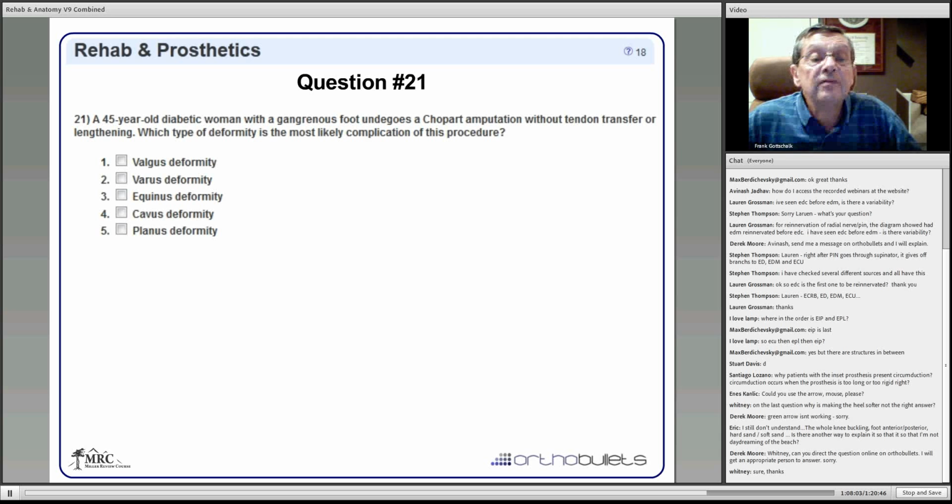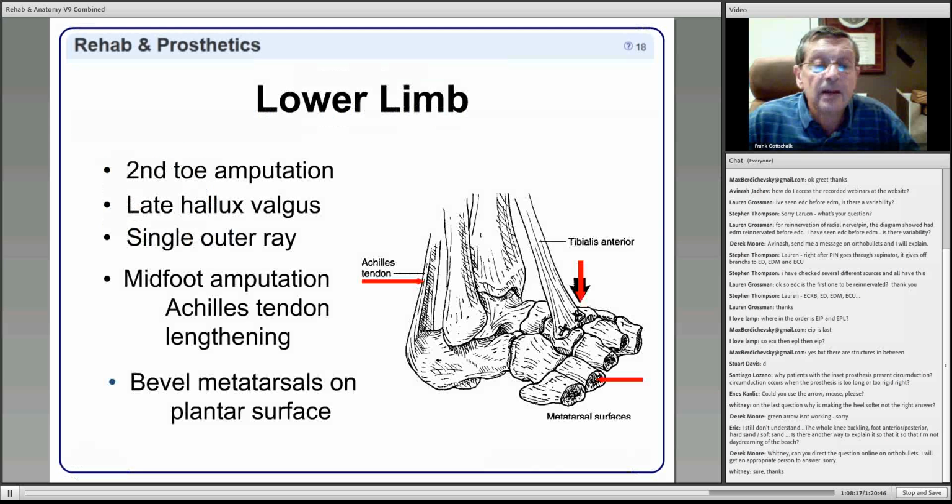A 45-year-old diabetic woman with a gangrenous foot undergoes a Chopart amputation without tendon transfer or lengthening. Which type of deformity is most likely the complication of this procedure? Now, if you remember back to the anatomy lecture just a few minutes ago, there was a picture of a foot with a Lisfranc type amputation. This one had a more distal amputation.